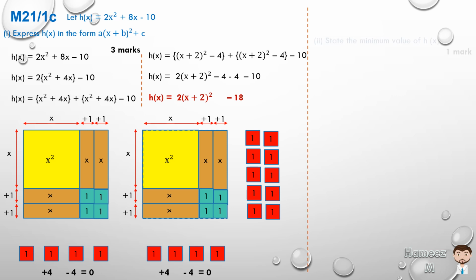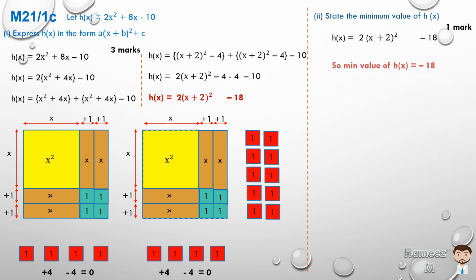Part 2. State the minimum value of h of x. So if we look at h of x, we can see the coefficient of a is positive, so it's a U-shaped graph, meaning we're going to have a minimum value. In order to get the minimum value, we need to make the brackets equal to 0. That will give us our smallest h of x value. And the smallest value of a square number is 0. So h of x minimum value is minus 18.